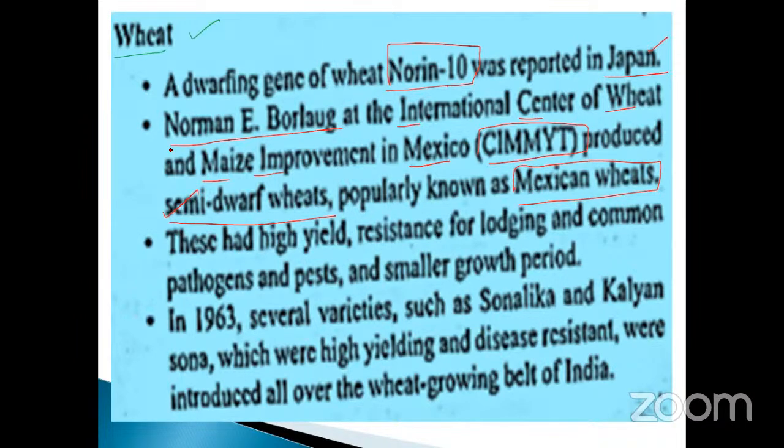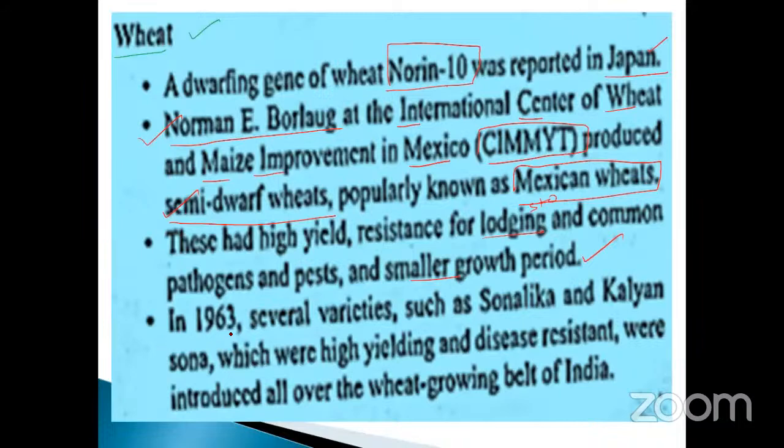Who stated the statement? Norman E. Borlaug. This had high yield, resistance to lodging and common pathogens. What does lodging mean? Storage. We can store up to 6 months, 10 months, 1 year, 2 years, 10 years, like that. And common pathogens, pests, and a smaller growth period. That is very, very important. Smaller growth means you will get the yield in a short period. That is very, very important.